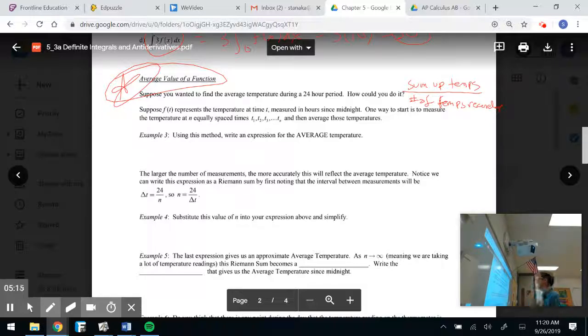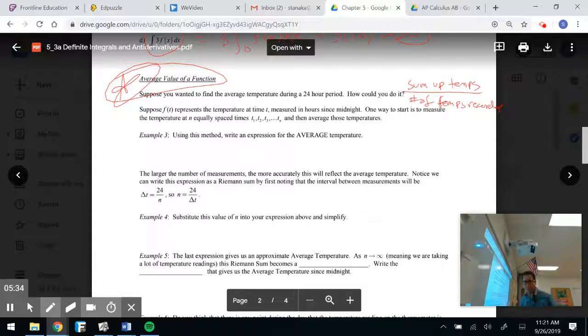Suppose f of t represents the temperature at time t measured in hours since midnight. One way to start is to measure the temperature at n equally spaced times. Like, are we gonna measure temperature every 12 hours? That'd be silly. That wouldn't be a very good average. Maybe every 2 hours, right? Maybe every 1 hour. Would that be pretty good?